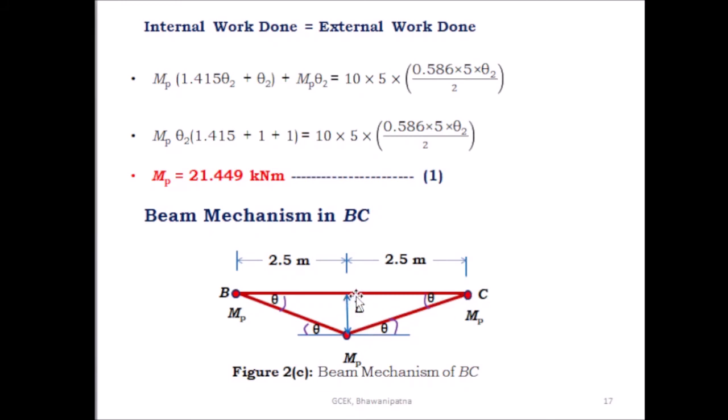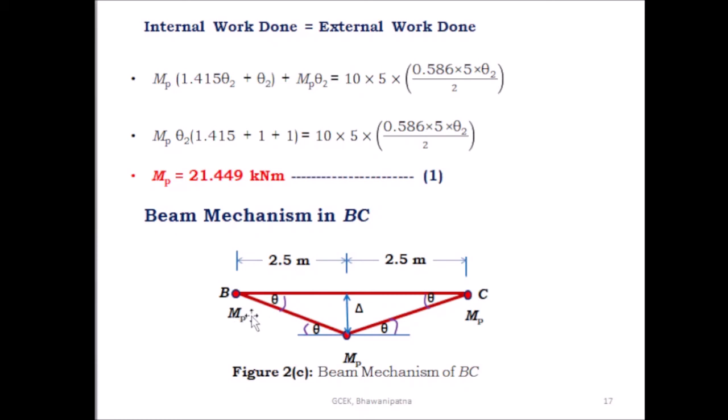Let us take the virtual displacement delta at the midpoint of the span BC, and due to the UDL, the rotation that takes place at B is theta, and at C is equal to theta, and at the midpoint of the span BC, the total rotation is 2 theta. The plastic moment capacity of plastic hinge B is MP, and at C the plastic moment capacity is MP, and at the midpoint the plastic moment is MP.